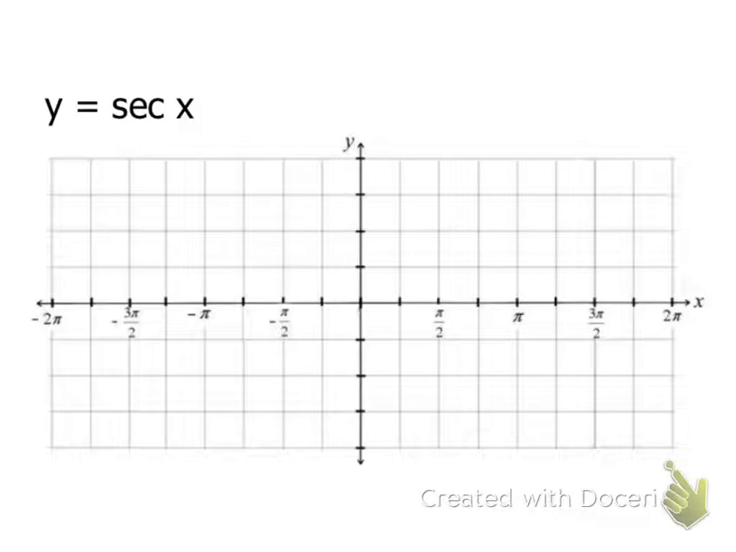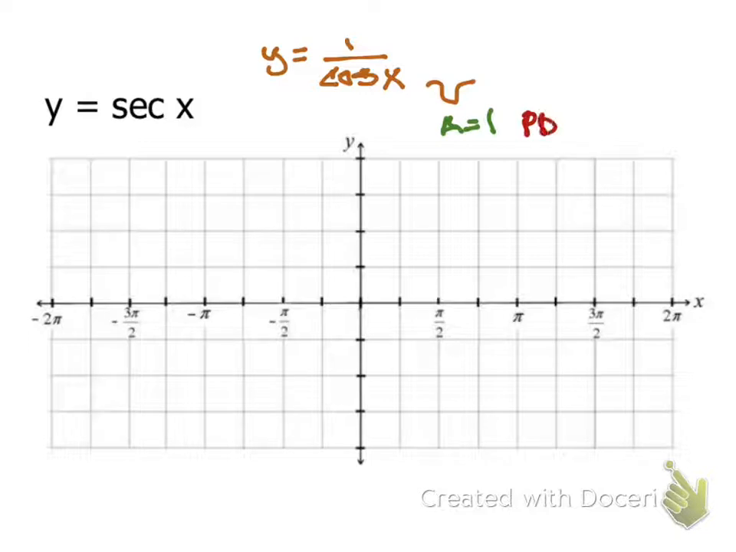Let's start by looking at y equals secant x. Let's remind ourselves that this would be the same thing as y is 1 over the cosine of x. And let's talk about cosine for a second. Cosine, the pattern is maximum to maximum. The amplitude is 1. And the period is 2 pi.